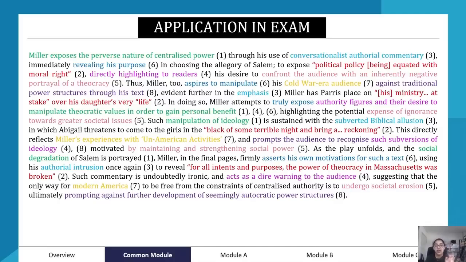And that's what the audience takes away, ultimately prompting against further development of seemingly autocratic power structures. So as you can see here, there are a couple of things that I want to point out to you. Firstly, with every new piece of evidence, we're introducing a new idea. That is so important, so important.